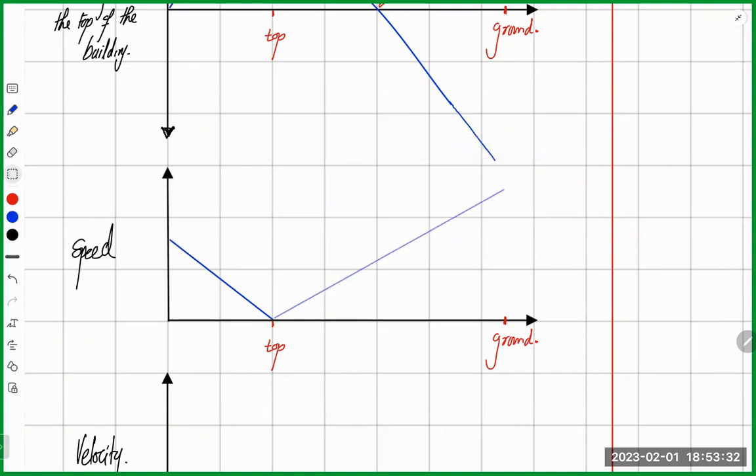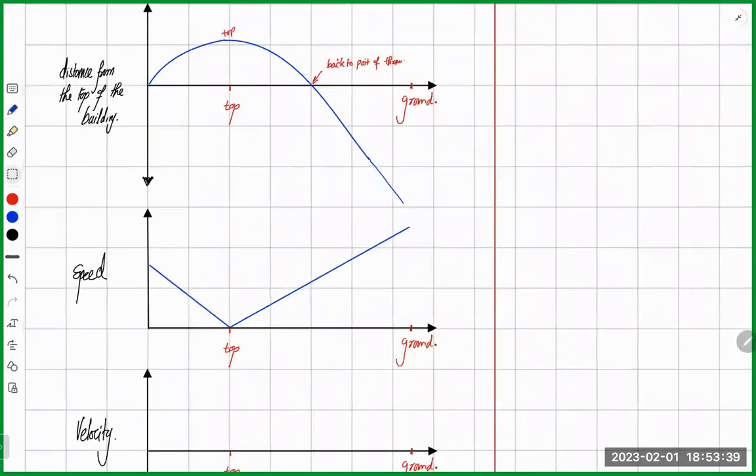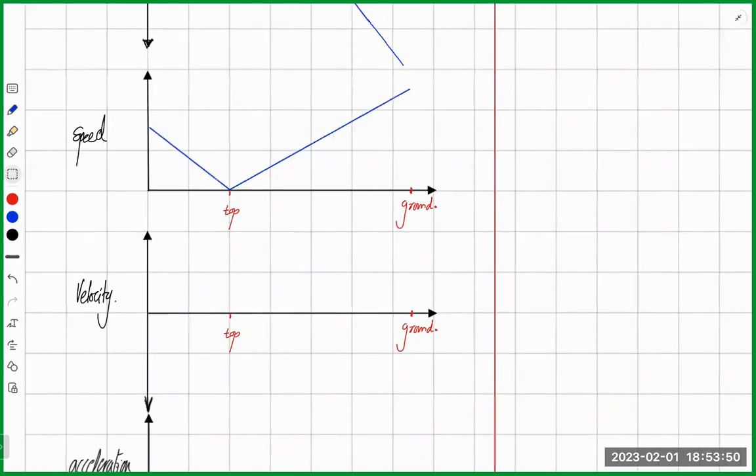So the object definitely hits the ground with more speed than it was thrown with. This is because the object is going up for a smaller amount of time, but it is falling down for a larger amount of time. So that's why this speed-time graph should look like this.